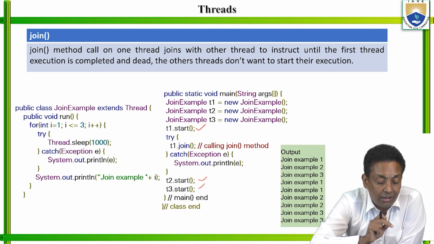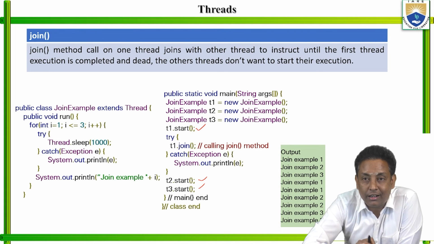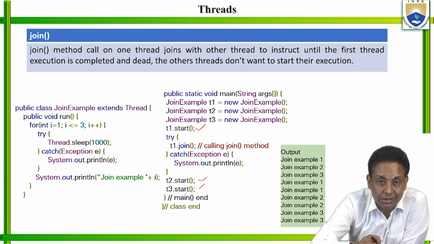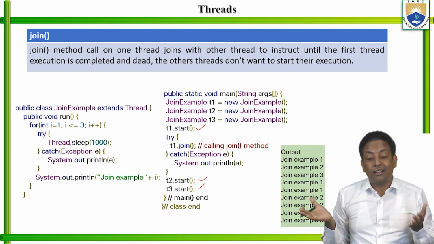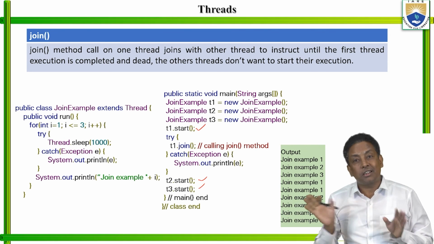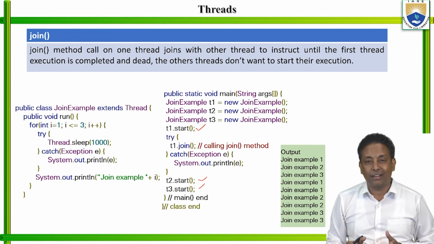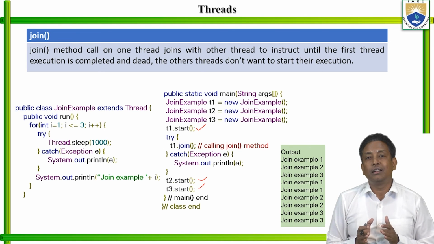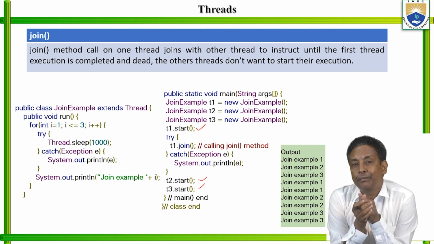What we want is, until my join example 1 thread object's execution, all its 3 iterations and the complete run method execution, is completed, I do not want to start the second and third threads. Once my thread execution starts, until all my executions are completed, I don't want others. In a multi-threaded environment, we want my thread to run sequentially with the next thread, and let the remaining threads run simultaneously.